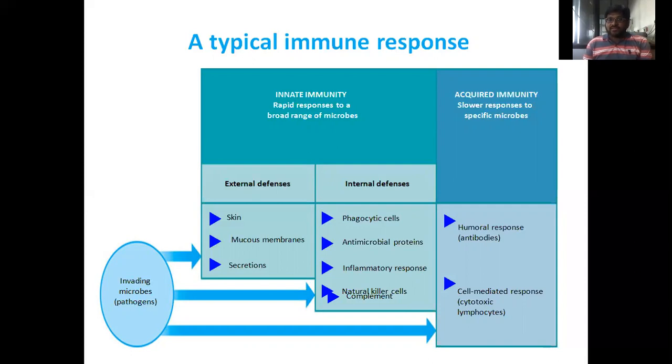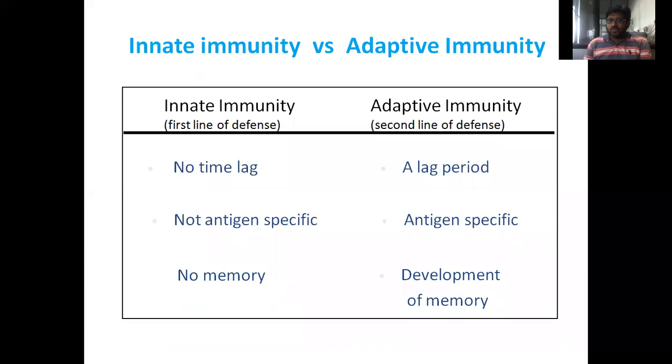On the other side, acquired immunity is a slower response, but it is specific to the microbes. There are two types of responses here. First one is the humoral response and second one is the cell mediated response. First one is an antibody mediated response and second one is a cytotoxic lymphocyte mediated response.